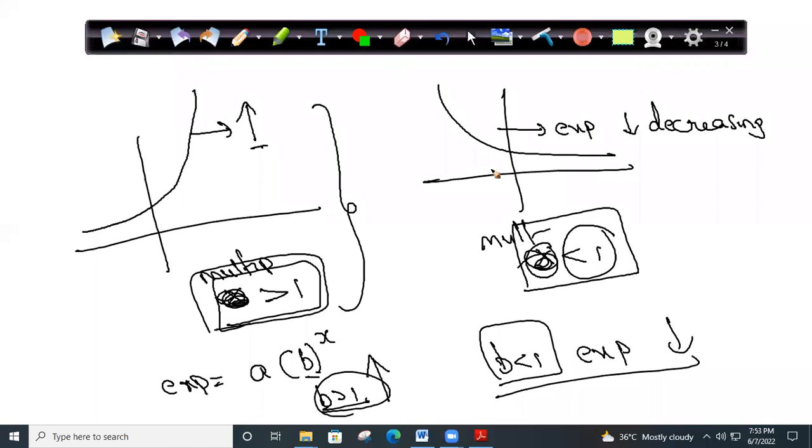Exponential means multiplying. Increasing means greater than 1. Decreasing means less than 1. That's it, we have 2 things there. Correct, right? These are the simple basics that I taught you in the last class. Everyone should keep all these basics.